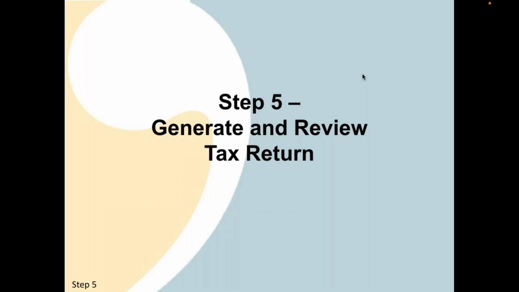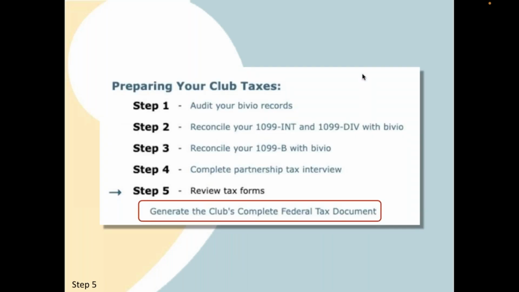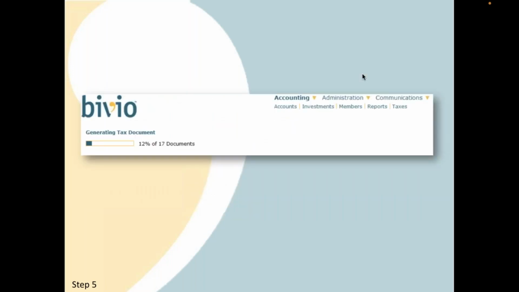In Step 5, you can generate and review your club's tax documents. Click here to generate your entire federal tax return. A single PDF file containing all of the documents you need to file with the IRS will be produced. Be patient, it may take a little time, especially if you have a large club.